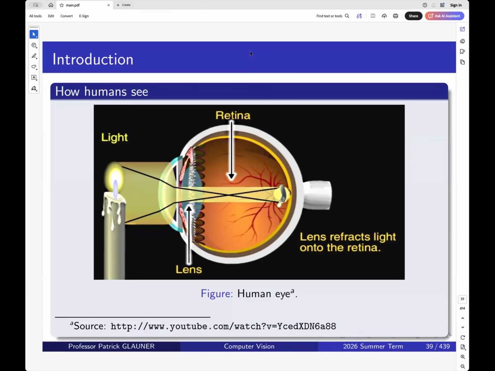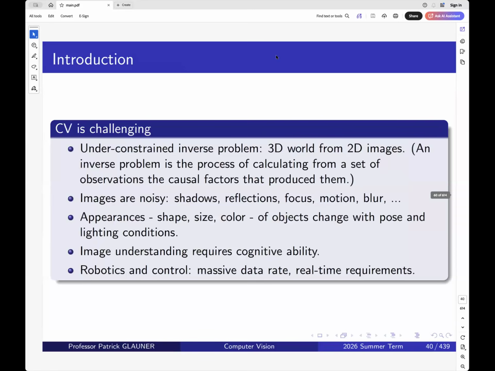In this course, we are not discussing how the human eye works. It's something you have anyway learned in high school in biology. Feel free to read more or watch this video if you wish. But this course is not about human vision. It's about how to build computer vision systems.